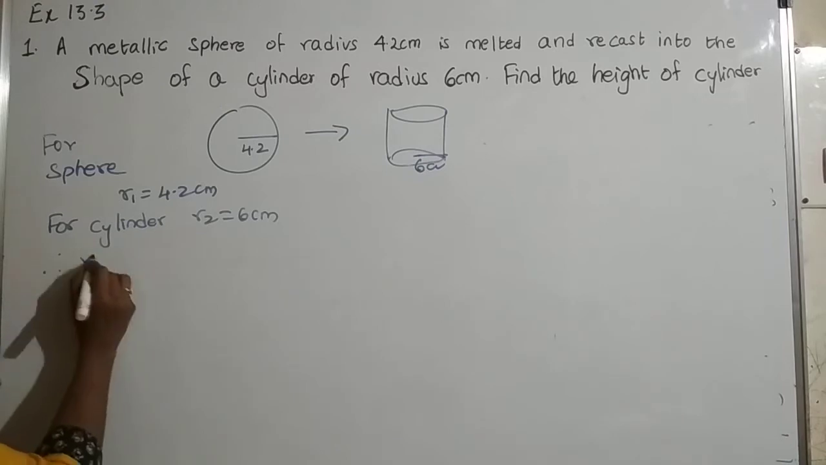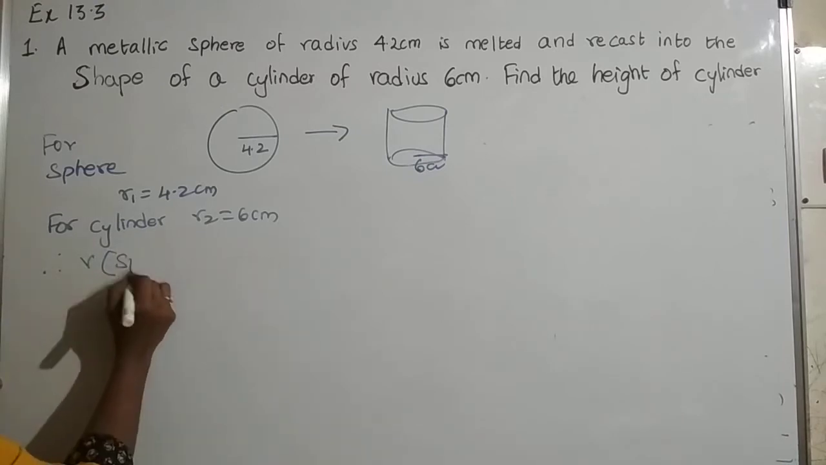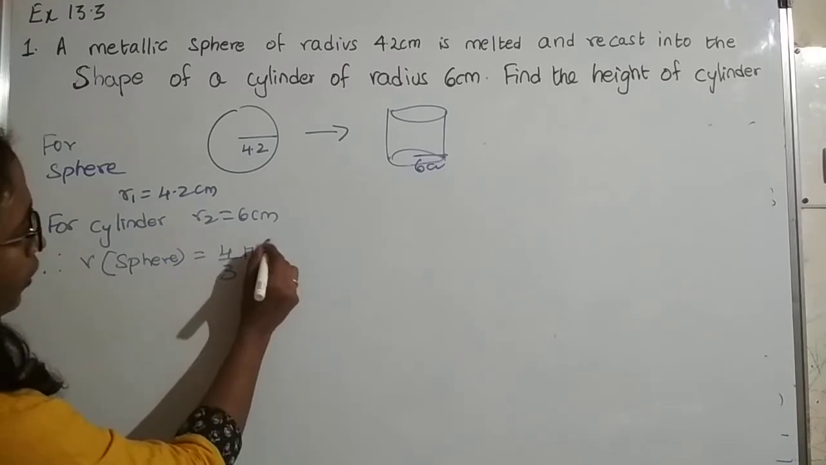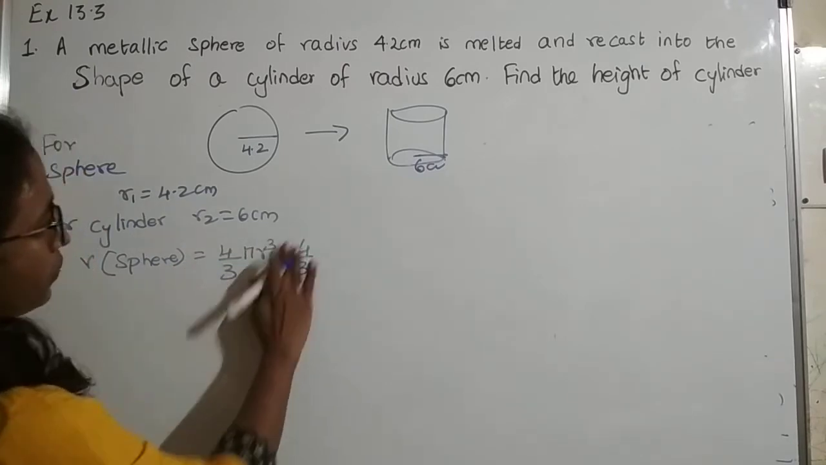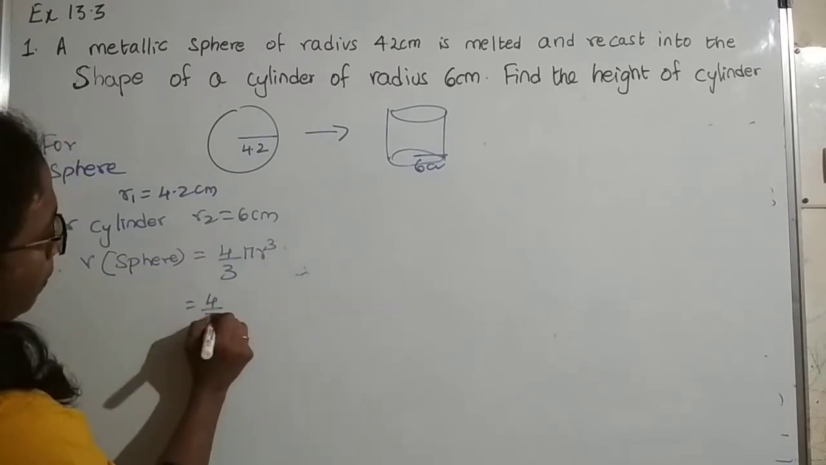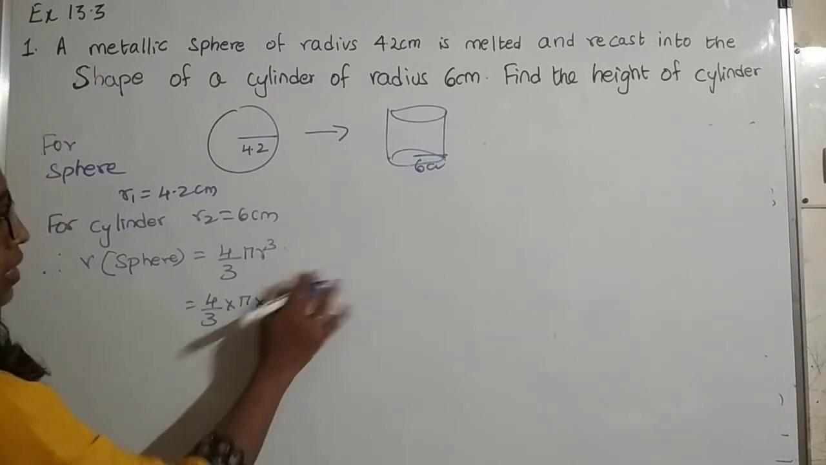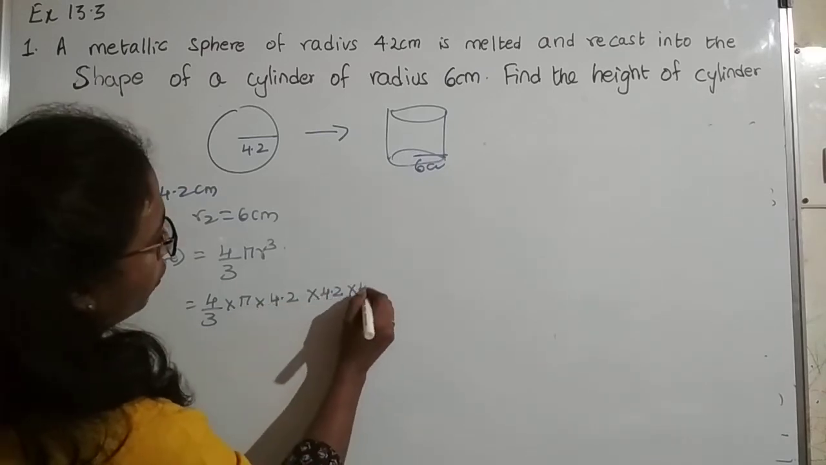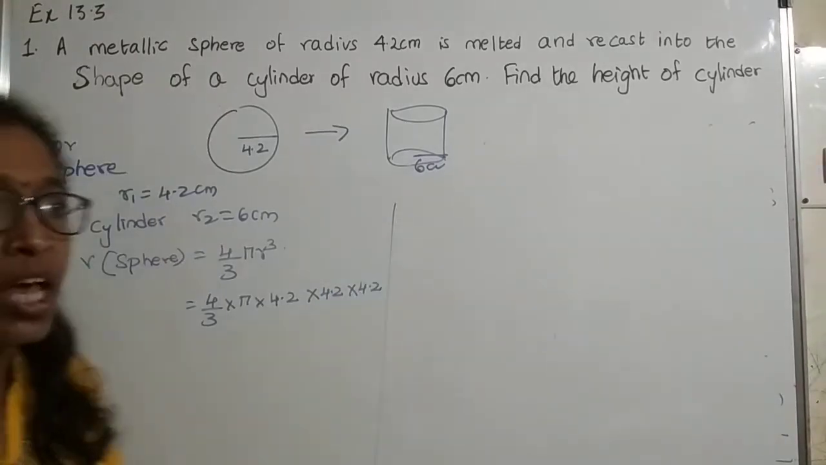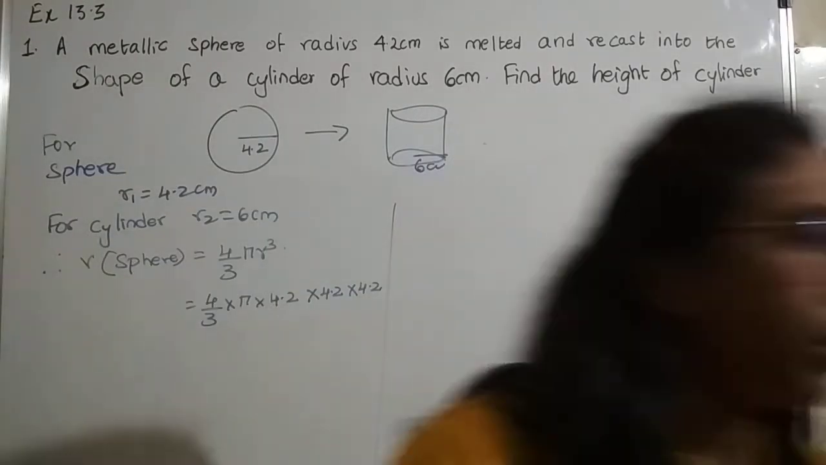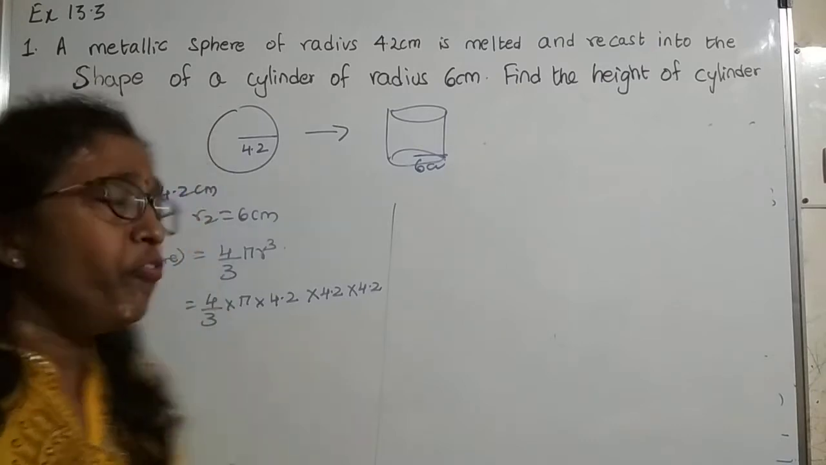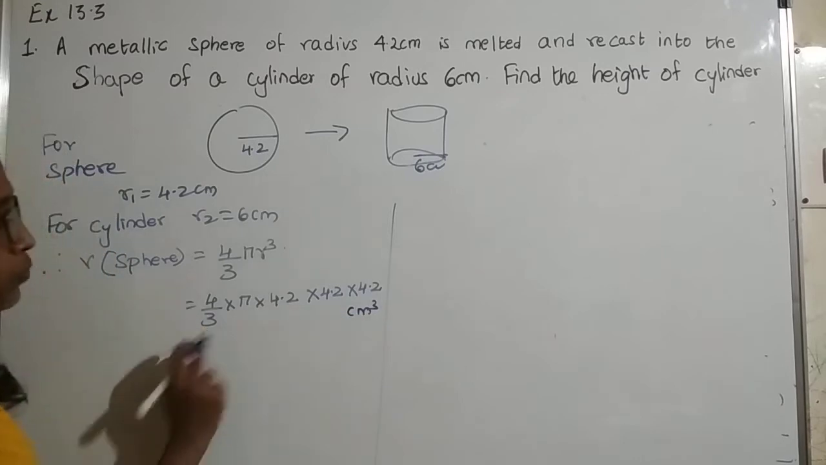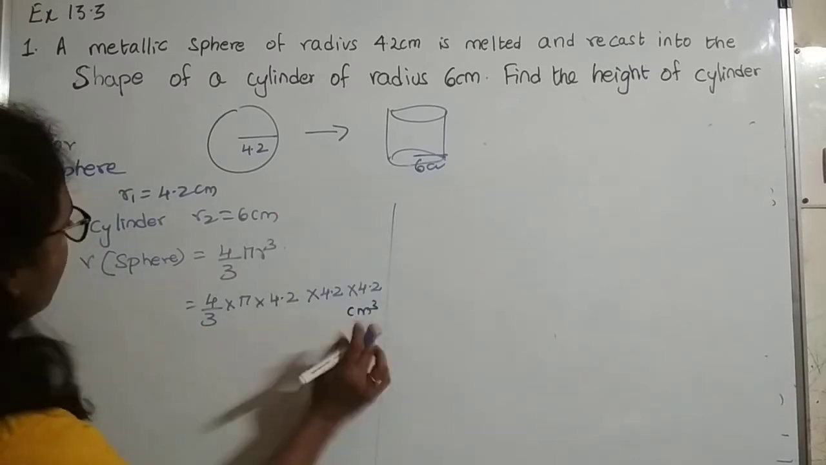First let's just write the formula. Volume of sphere: we will not substitute anything yet, just write 4 upon 3 pi r cube. Don't substitute, as it will cancel. R cube is nothing but 4.2 into 4.2 into 4.2. The common mistake made by students is that when you write 4.2 into 4.2, they miss out one 4.2. So be very careful. So let us write centimeter cube: 4 upon 3 pi, 4.2 into 4.2 into 4.2 centimeter cube.